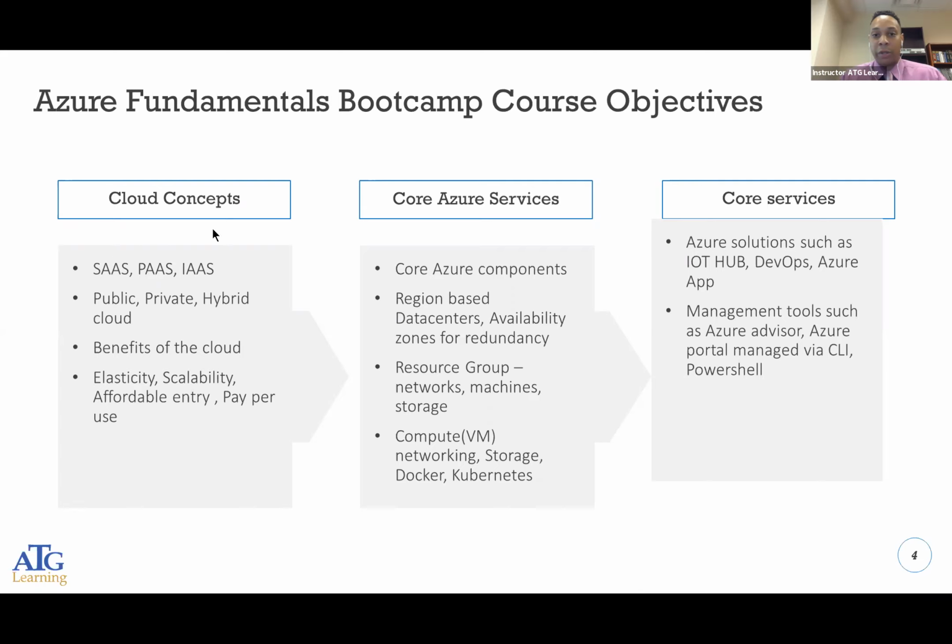Core Azure services, moving on, module 2. There are several components that make up the Azure platform, right? And when we log into the Azure platform, which you will get exposure to via hands-on labs, you're going to see some of those components.